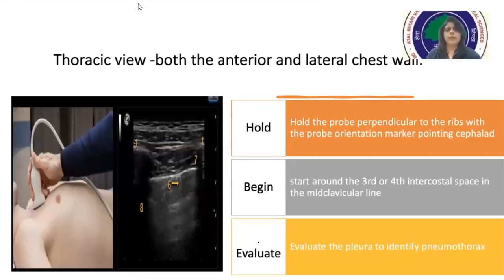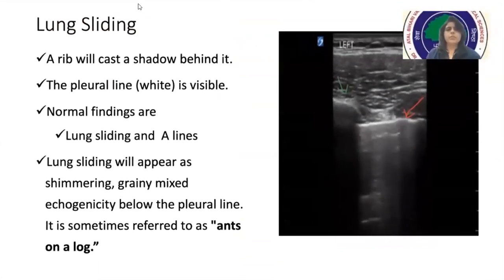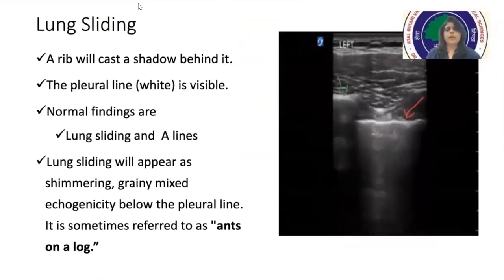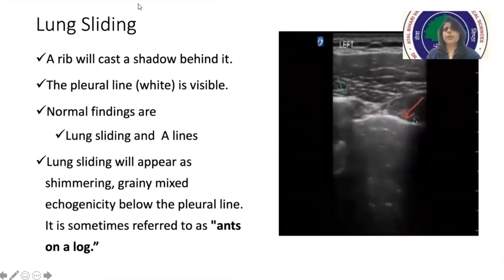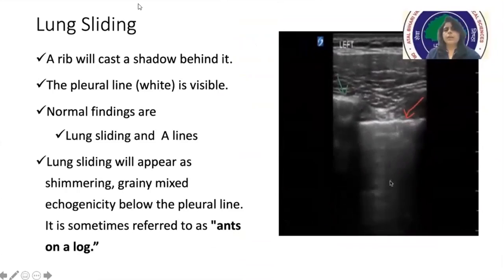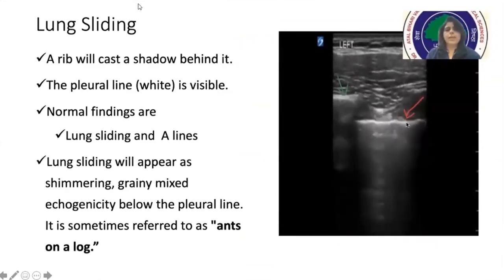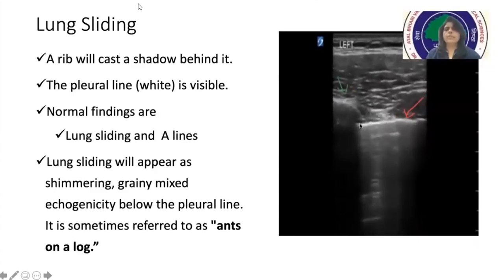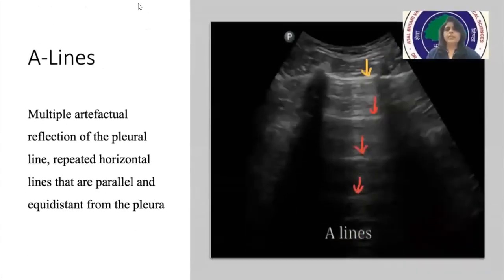What are you going to evaluate? You are going to evaluate the pleura to identify pneumothorax. There are a few signs which are normal. If I explain this ultrasonographic image, you can see these are the ribs, and this is the pleural line. Below the pleural line, you can see shimmering, grainy, mixed echogenicity. This sign is known as ant on a log or lung sliding sign. This shows that the lung is normal. If this lung sliding sign is present, then the lungs are normal.